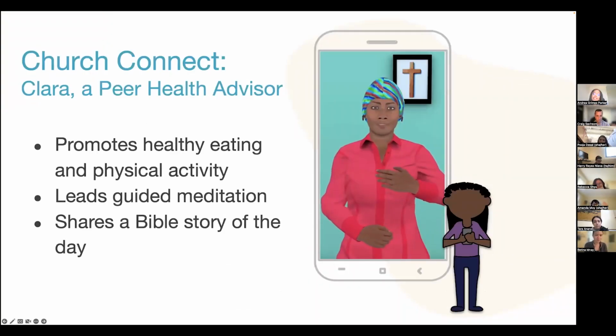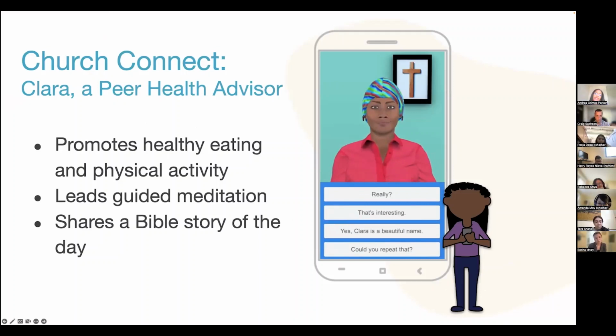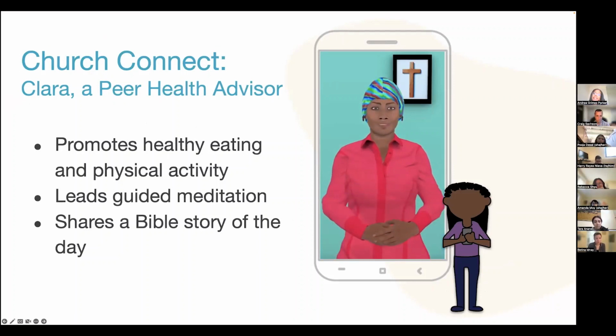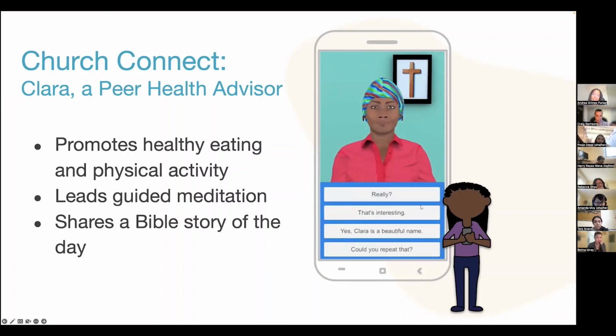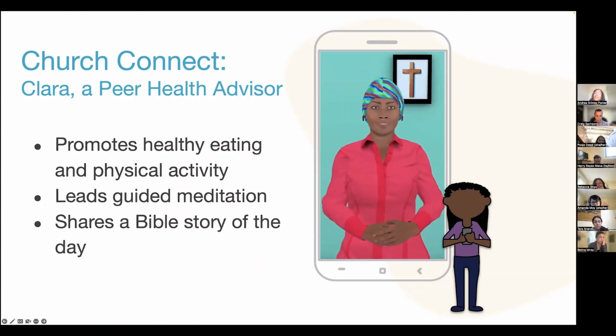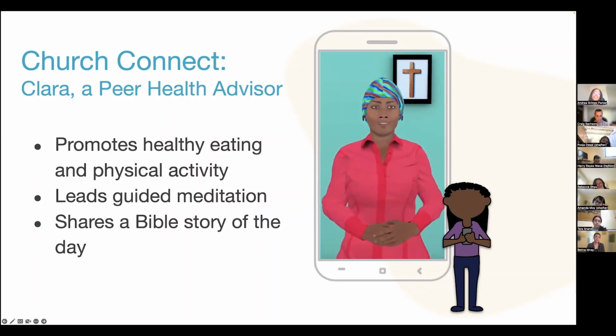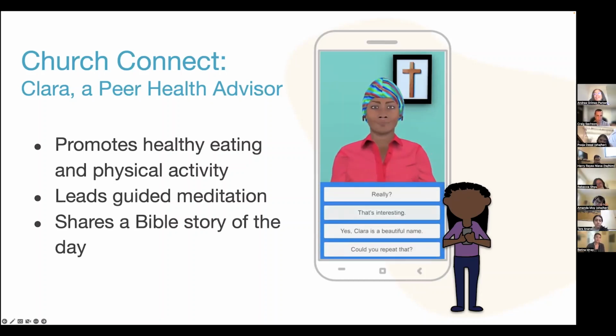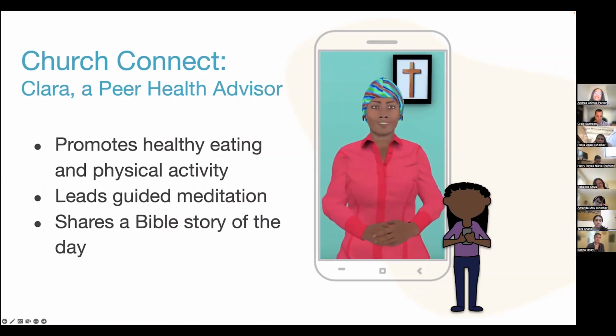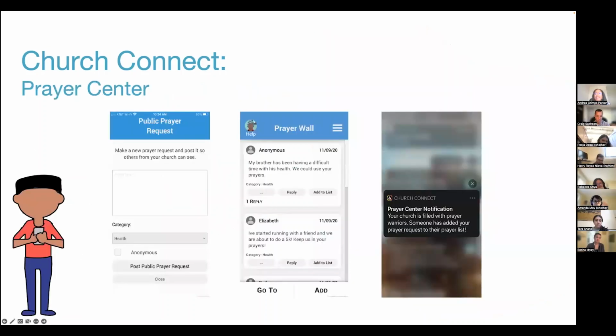So the app we created is called Church Connect. One central feature of Church Connect is Clara, an embodied conversational agent who we designed to function as a kind of peer health coach, and that uses conversations with the user to promote a variety of healthy behaviors, such as healthy eating and physical activity. In addition to this health coaching, Clara also shares a Bible story of the day, and we created this feature as one way of honoring a valued spiritual practice, Bible reading, within our partner communities. Finally, we also created a prayer center feature where church members can post requests for prayer.